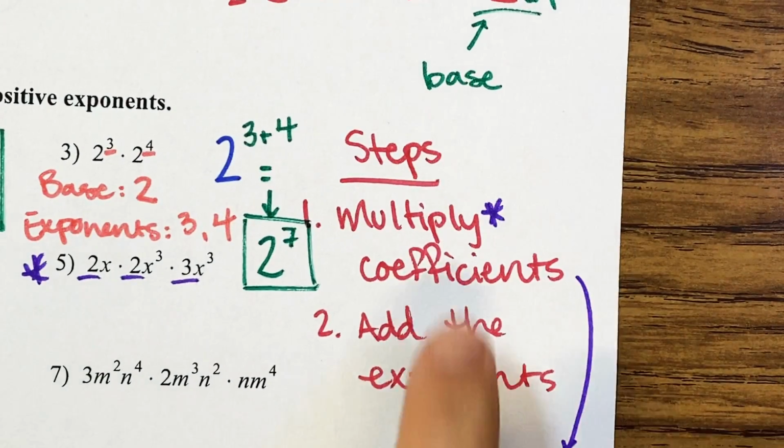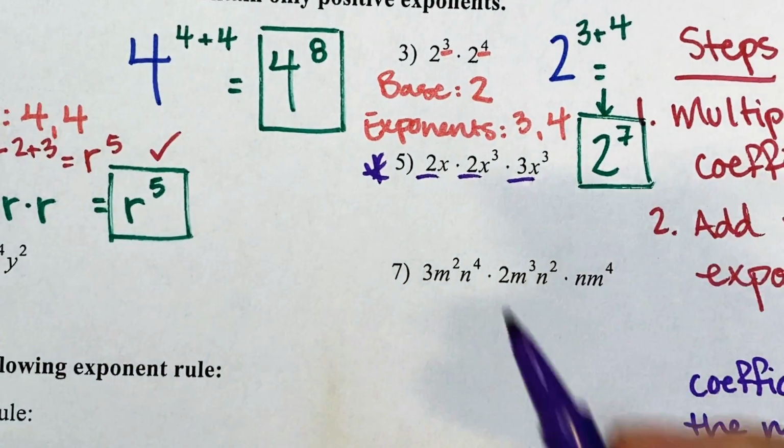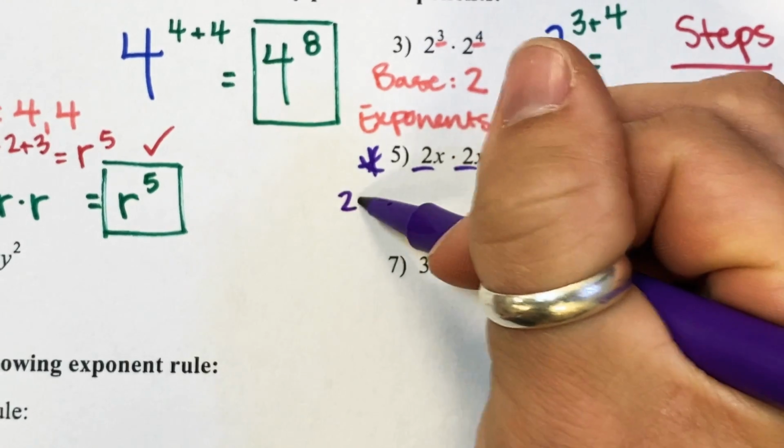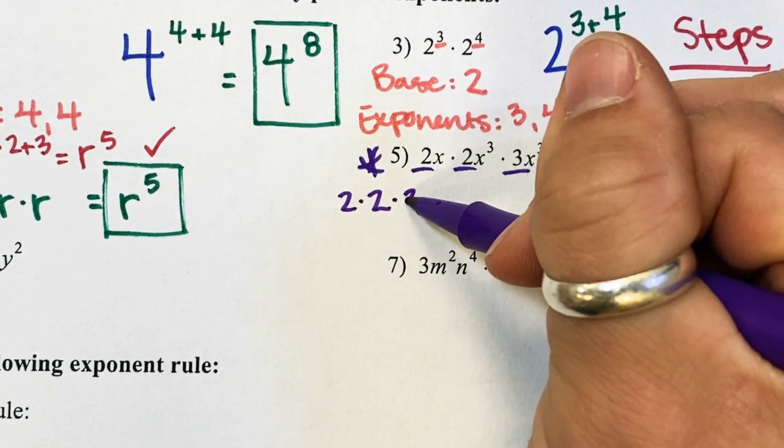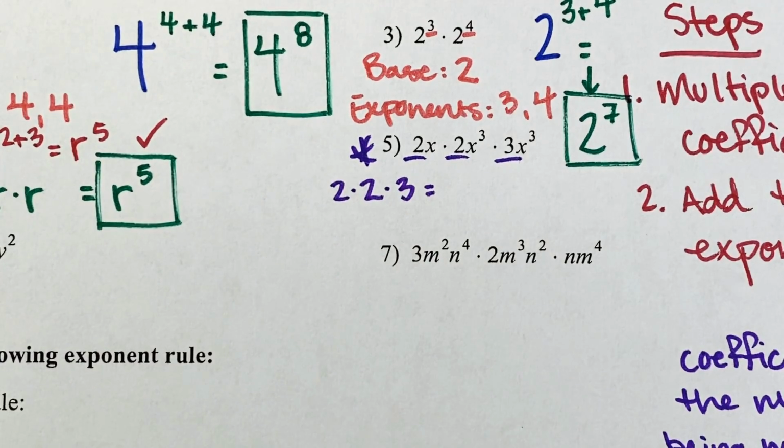So this is where I actually do want to do step number 1 first. Okay, so we're going to multiply these coefficients. What is 2 times 2 times 3? Okay, somebody tell me, what is 2 times 2 times 3?